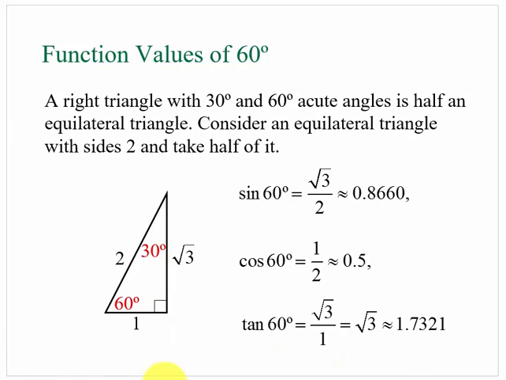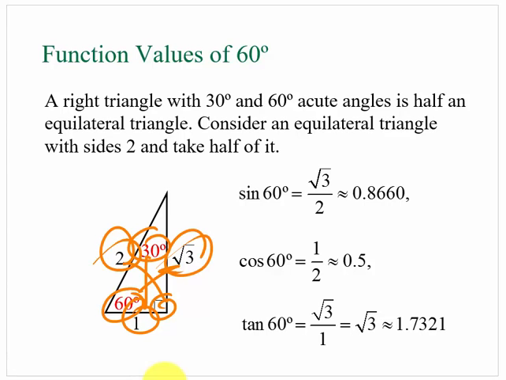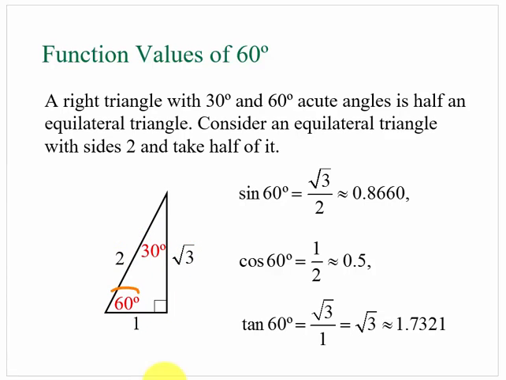The next one is our 60 degrees, which is exactly what we just did. Notice that across from the 60 is my root 3. Across from the 30 is 1. Across from 90 is 2. So the only thing that's different here is that our reference angle is now 60. So it's changing. Our root 3 is now going to be opposite. Our 1 is going to be adjacent. And our 2 is going to be hypotenuse. And then we finish with the Soh Cah Toa.